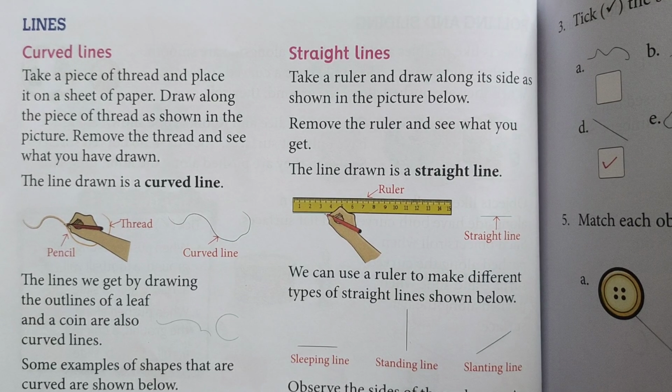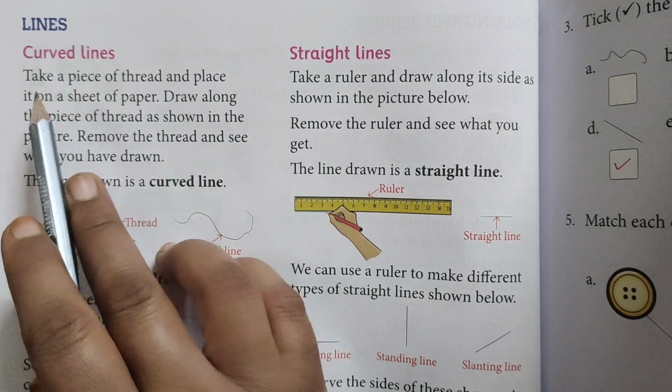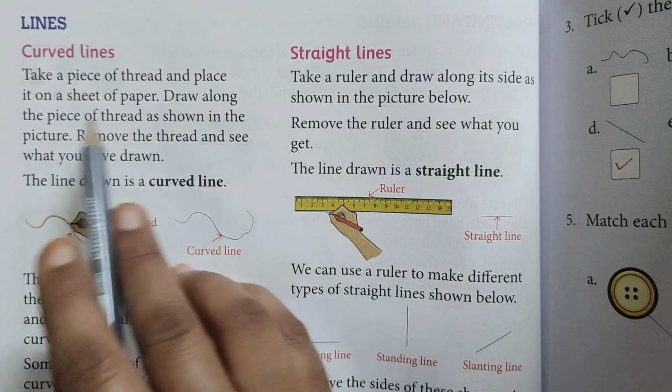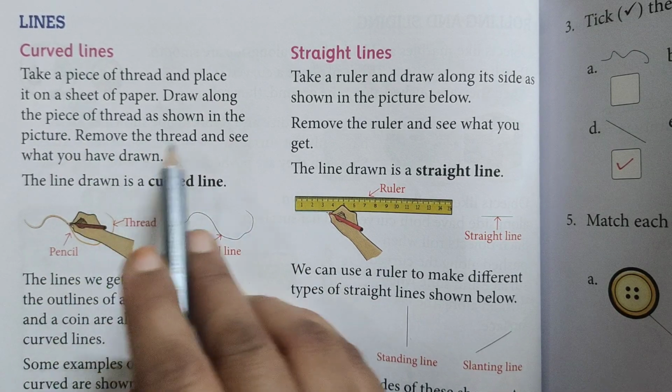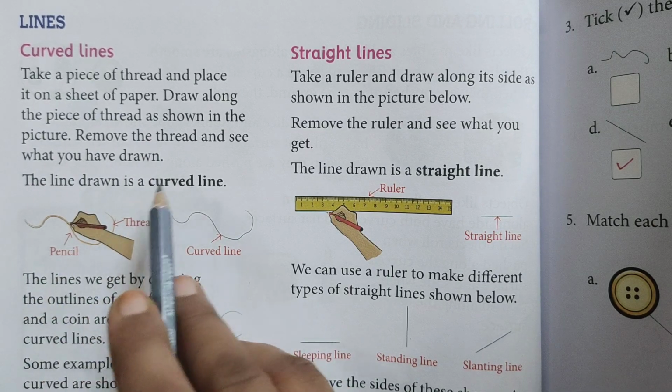Now page number 36, about lines. Curved lines. Take a piece of thread and place it on a sheet of paper. Draw along the piece of thread as shown in the picture. Remove the thread and see what you have drawn. The line drawn is a curved line.